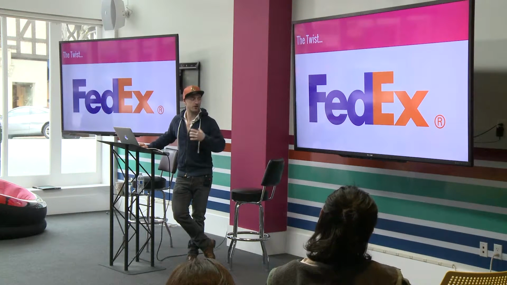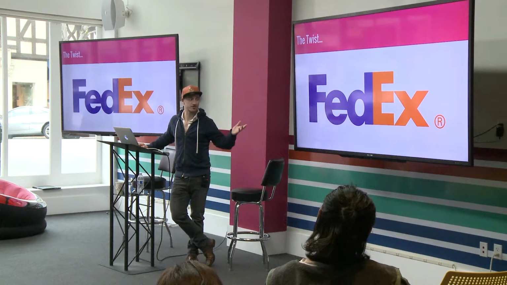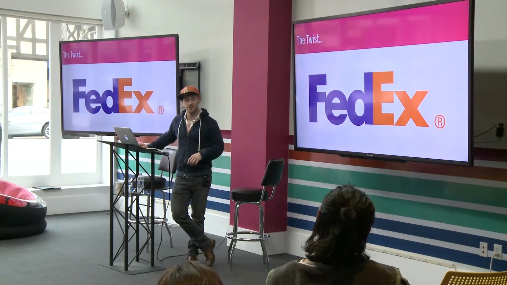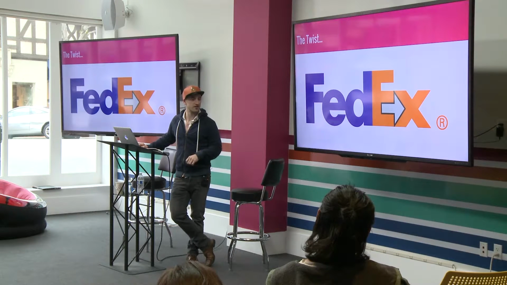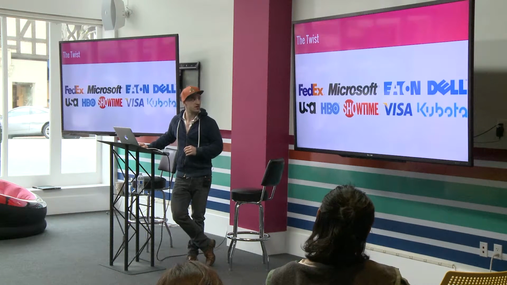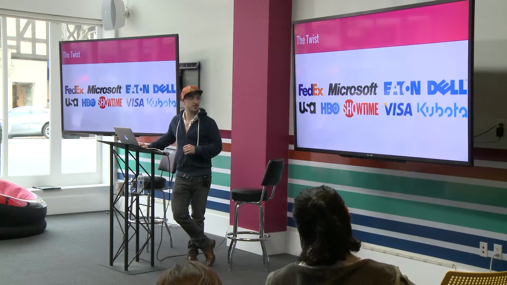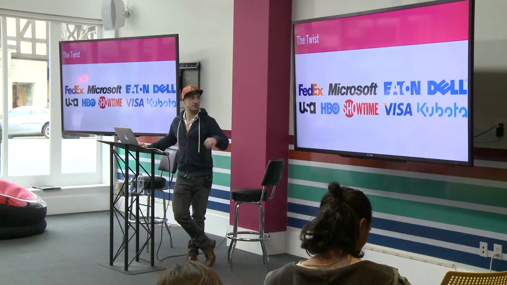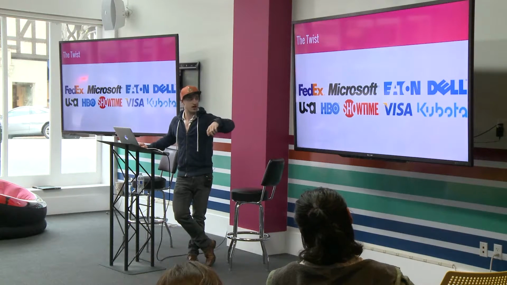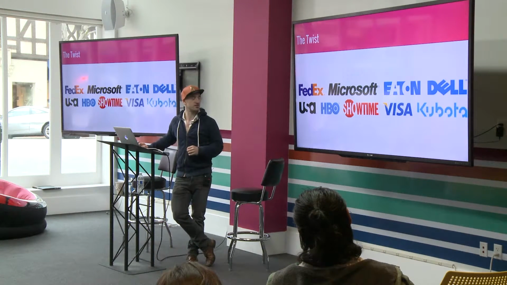Good logo design involves a small twist. Does anyone know what the twist in the FedEx logo is? Yeah, the arrow. They actually have an arrow in there letting you know that it gets from point A to point B, which is kind of cool. Each one of these has some sort of small twist in it. Microsoft has a little dent in the middle. There's a lot of negative space going on. It's just adding a little twist to your logo to make it stand out.